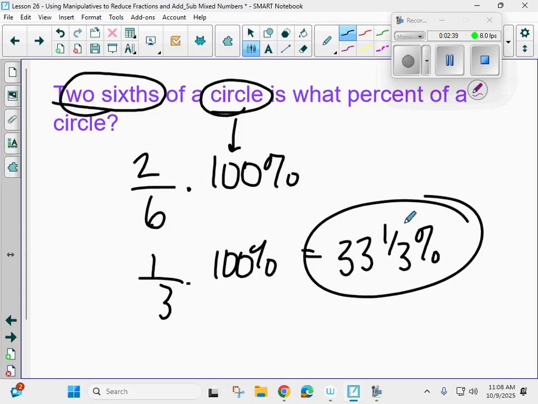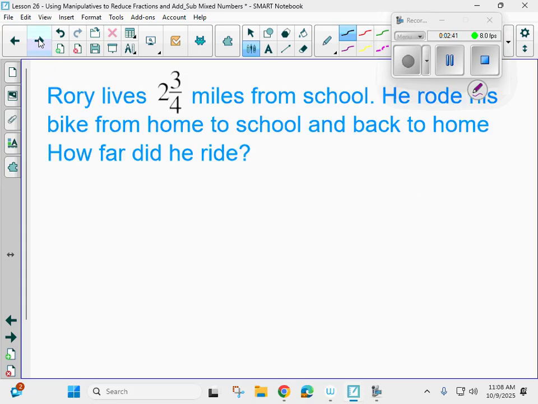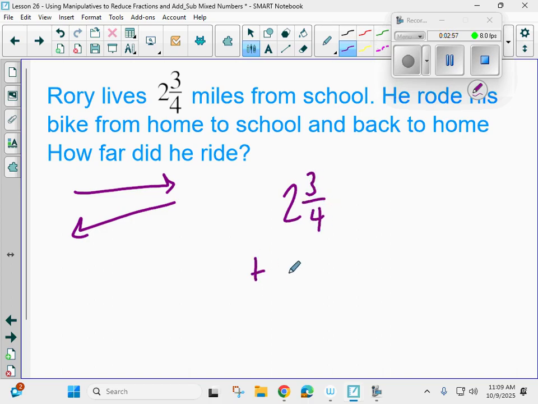All right, Rory lives 2 3/4 miles from school. He rode his bike from home to school and back to home. How far did he ride? Okay, so he went there and then he went back, and the way there was 2 3/4 miles, and the way back was another 2 3/4 miles. So we're just adding those twice, okay, for a total distance.